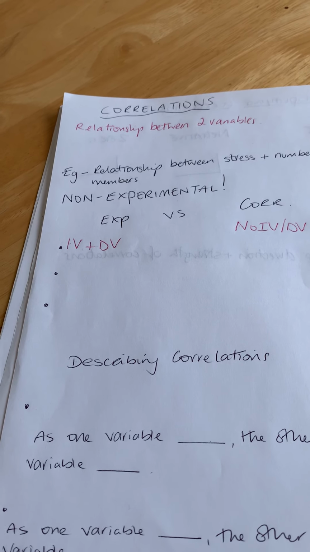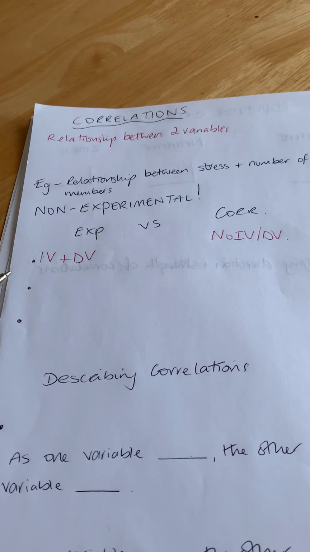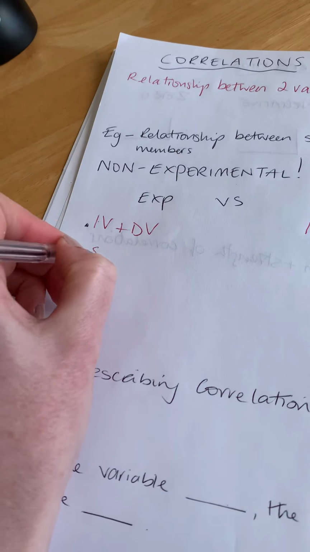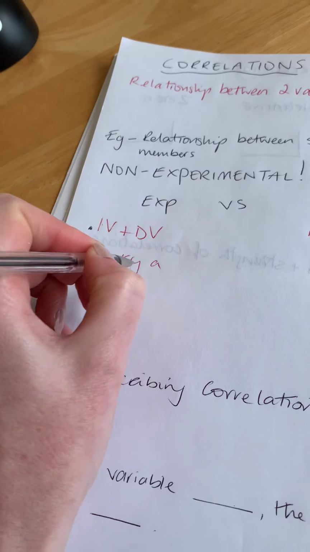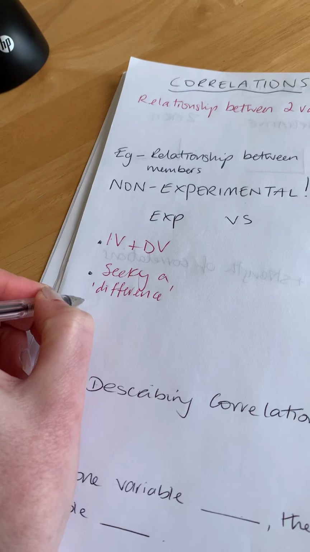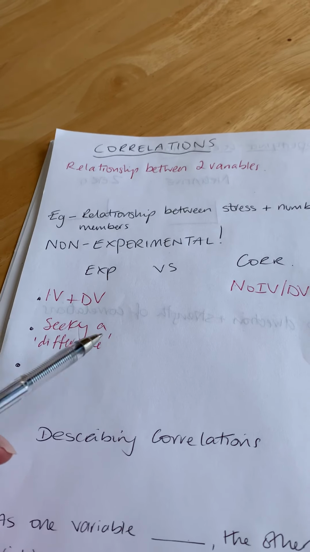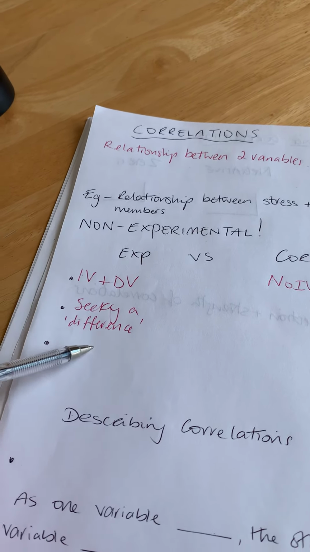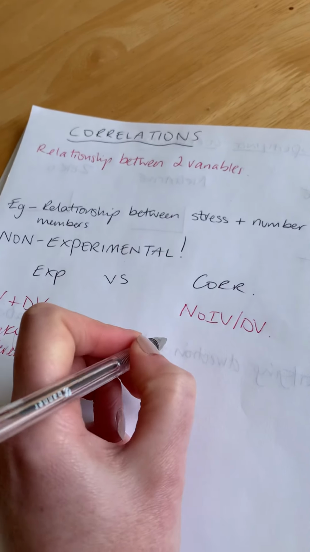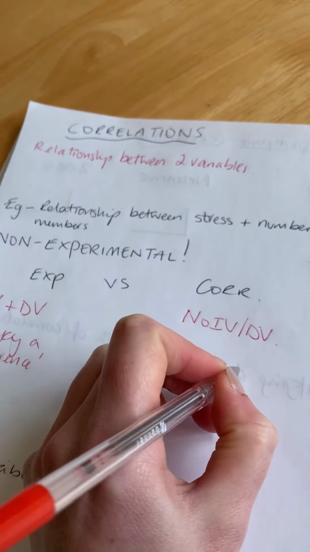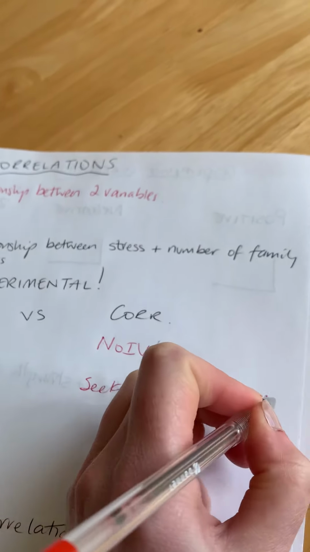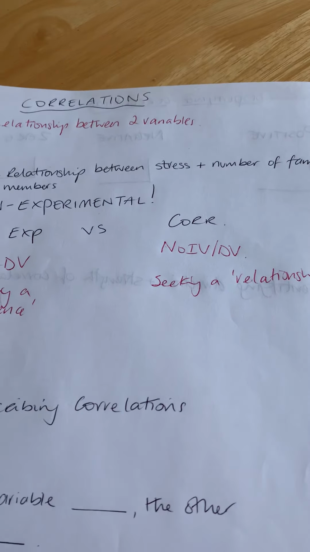So in an experiment, we have our IV and our DV. Correlation, no IV, no DV. In an experiment then, we are seeking a difference. We want to know if there is a difference between condition 1 and condition 2. In a correlation, we are just seeking a relationship. We just want to know, does one have an effect on the other?